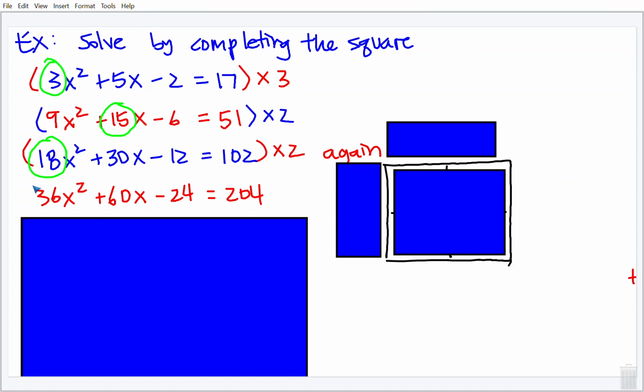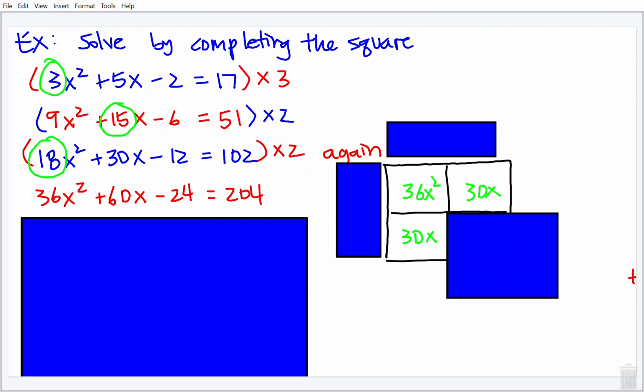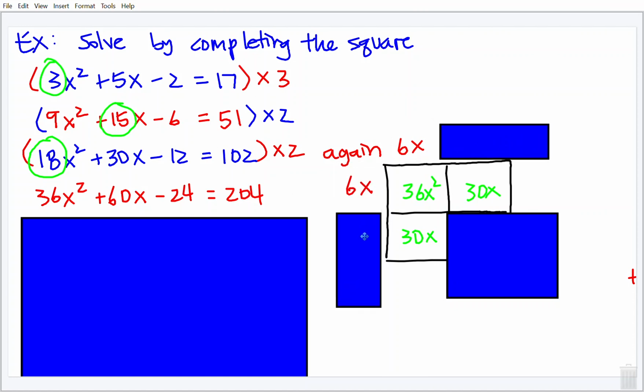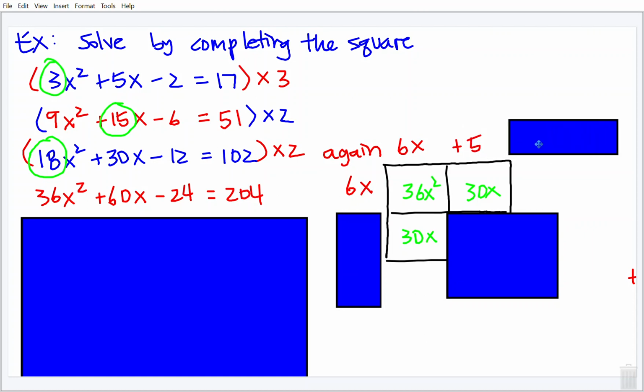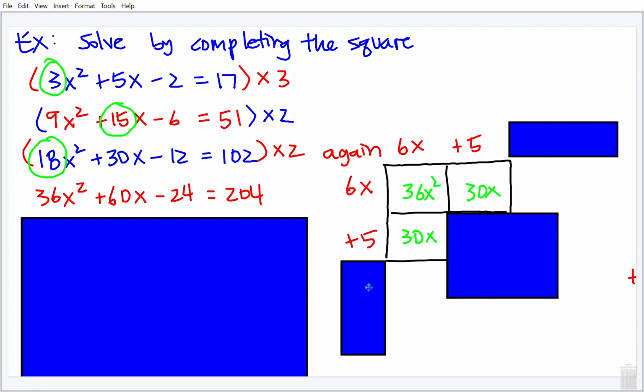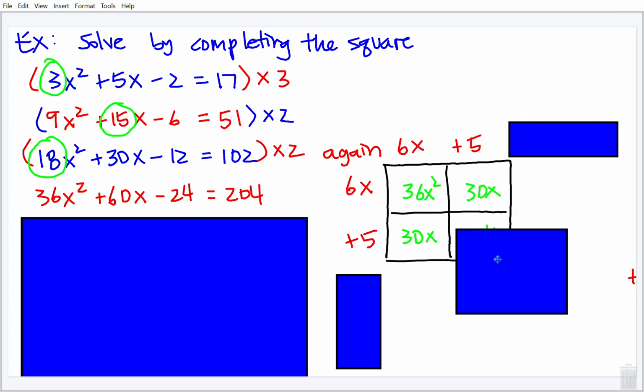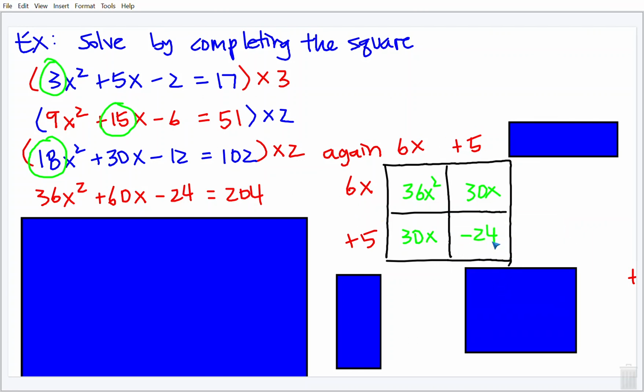And so now we've got a perfect square for the quadratic term, and we've got an even number for the linear term. And now we can start filling in our area model. So there's 36x squared, and we've split up the 60x evenly there to make 30 and 30. We know that 6x times 6x gives us 36x squared, and then 6x times positive 5 gives us 30x, and 6x times positive 5 gives us 30x. And we know that 5 times 5 is, we want a 25 there, but actually the constant term is a negative 24.